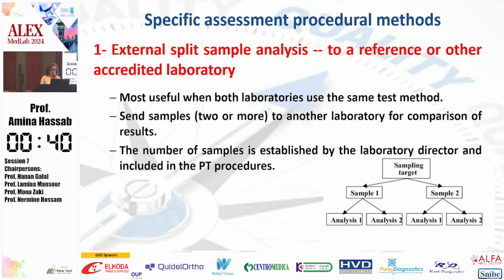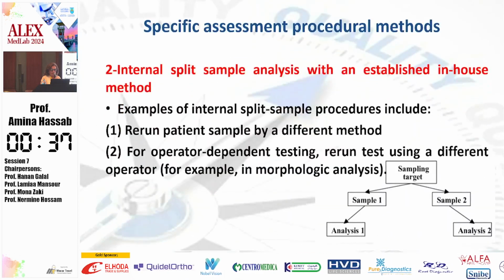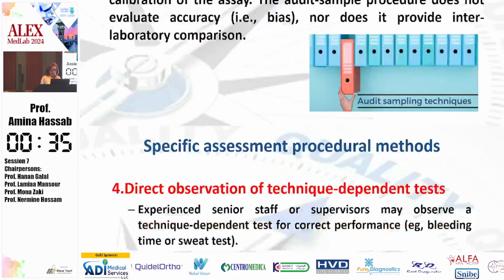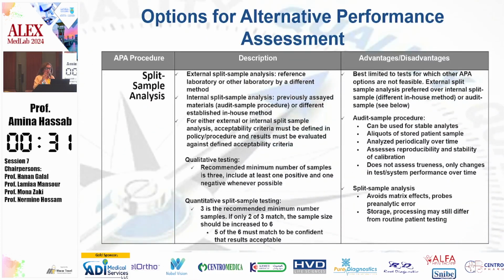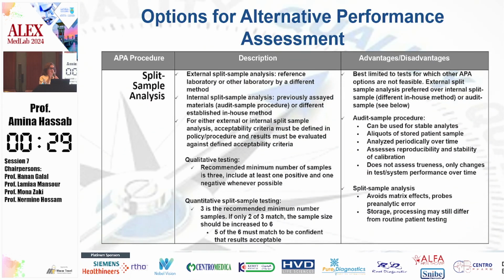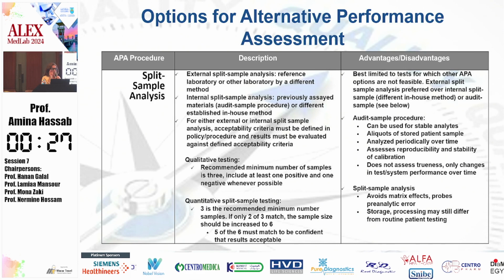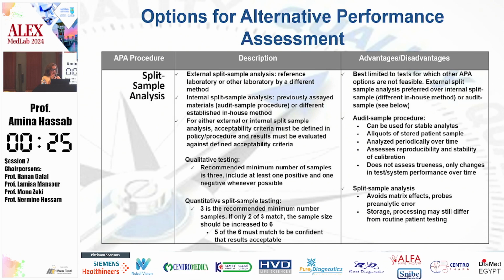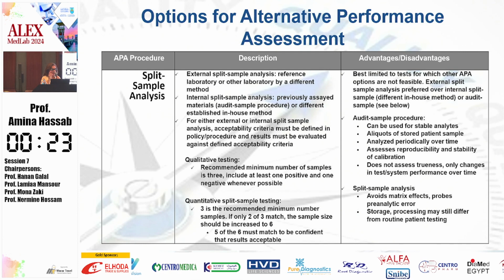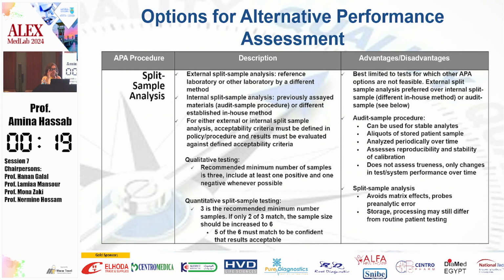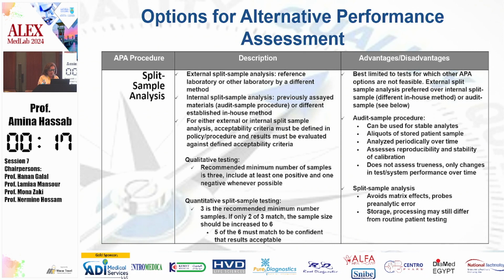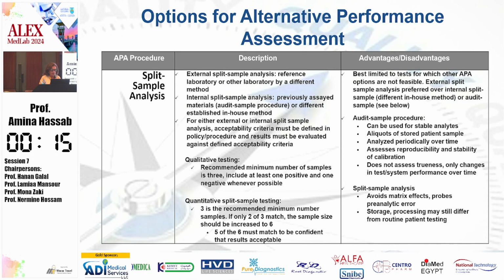Let's go to the number of samples that we must run. If I send 3 samples to be compared between my lab and the referral lab, I must get 2 correct ones out of the 3. If I get more mismatches, then I have to repeat. I have to use 5 samples or 6 samples, and I have limitations.